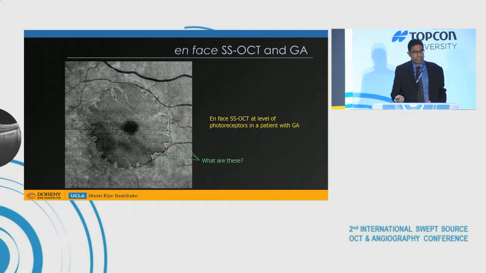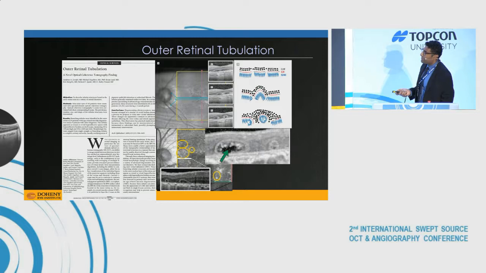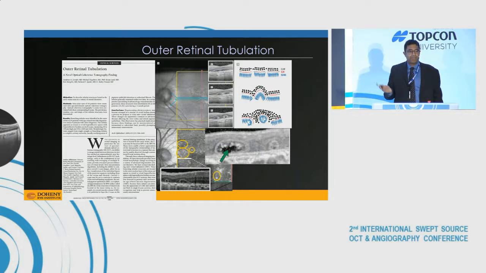We see this in about 20% of GA lesions. In any event, what are these structures? Actually, Rick Spaide and Bailey Freund were among the first to describe these as areas of outer retinal tubulation, which are little areas where the photoreceptors are rolled up, huddled together for dear life, trying to survive.